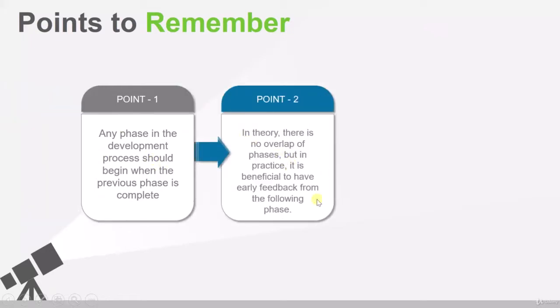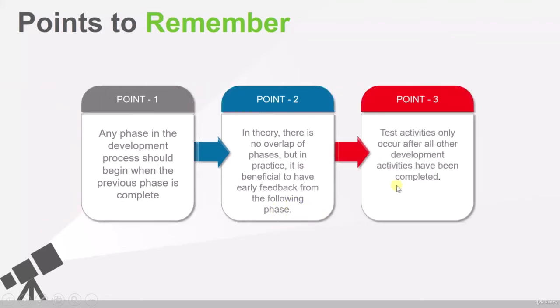Now, the second point. In theory, there is no overlap of phases. As we have seen in the diagram, there is no overlap in the phases. Once requirement is done, we start the design phase. Once design is done, we start the build phase. Then test, then release. But in practice, it is beneficial to have early feedback from the following phases. So while this model doesn't allow for any overlaps, in practice, it is better for the product for there to be some overlap between the phases.